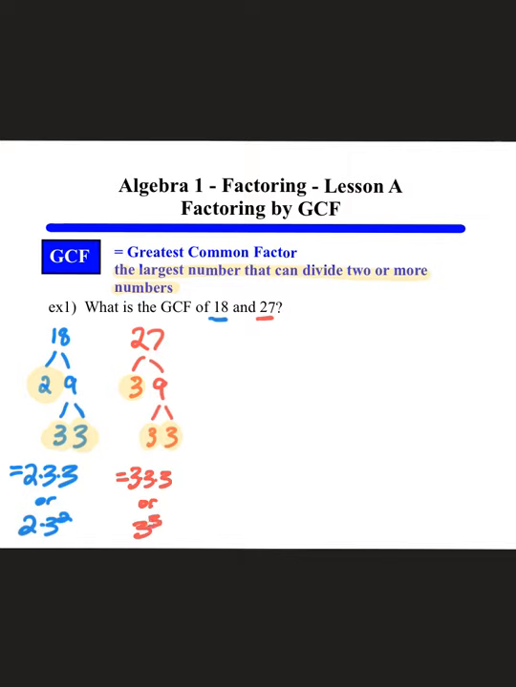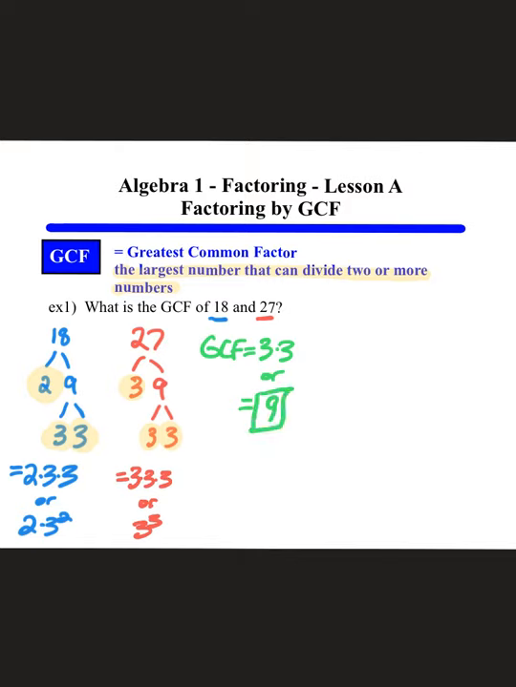Our GCF in this case should be the factors that are shared between both of those numbers. In this case, they each share a 3 times 3, but we wouldn't want to write it that way. We would actually multiply that and say that our GCF is 9.